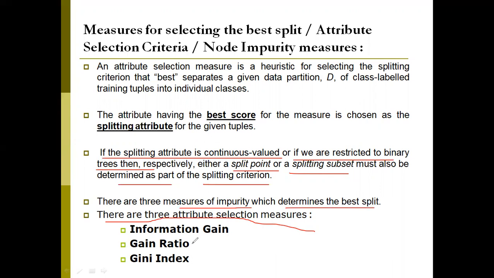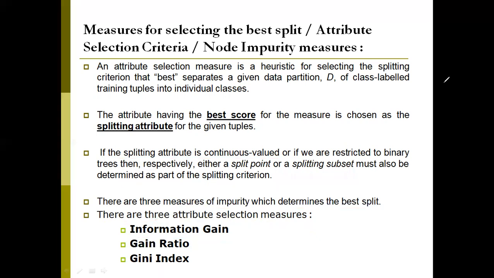Directly you can call, there are three attribute selection measures, or these are the three measures for impurity which determine the best split. Let us see what the three measures for the attribute selection criteria are. First one is information gain, second one is gain ratio, third one is Gini index. These are the best measures for attribute selection, right? Let us discuss them one by one in the next slides.